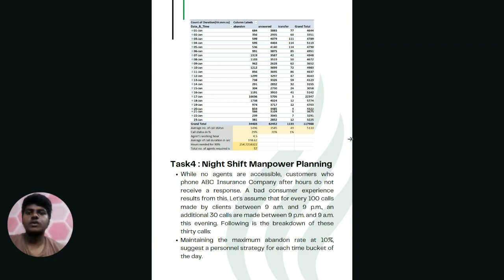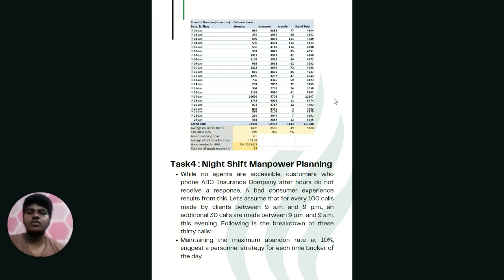Moving on to task 4, night shift manpower planning. To maintain the maximum abandon rate at 10% and devise a personnel strategy for each time bucket, let's address the additional 30% of calls made between 9 pm and 9 am. Here is the proposed strategy.